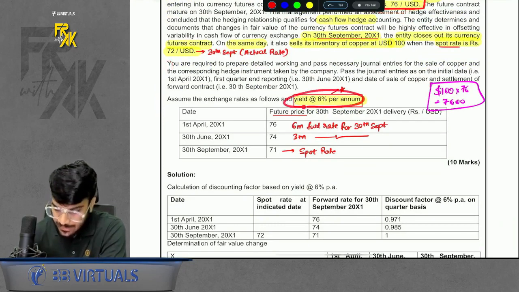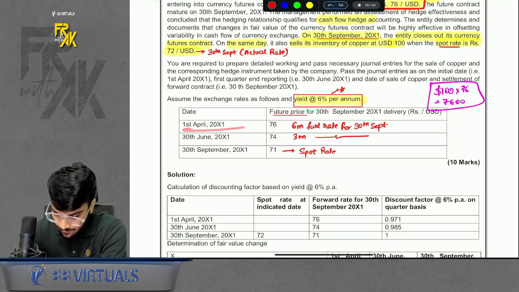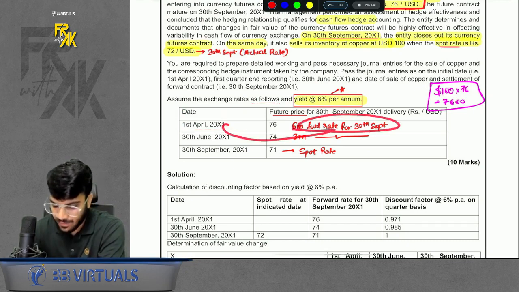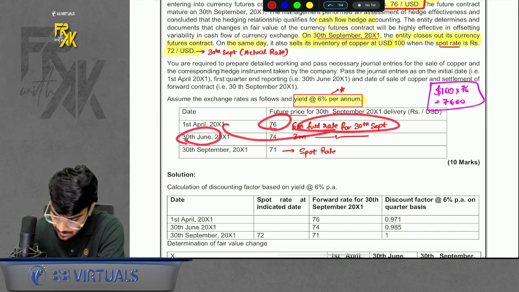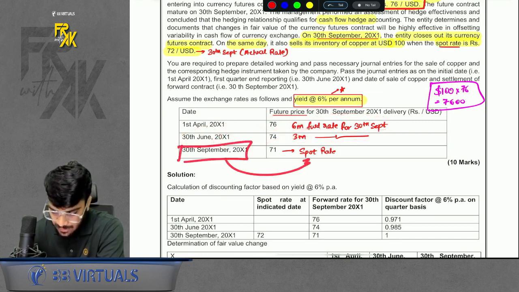Okay. Now, further information is given of some prices. First of all, a yield is given of 6%. What to do with this, I will tell you. Don't worry. Then, some rates are also given. On 1st April, the future price is given for 30th September. That means 1st April's 6-month forward rate is given as 76. Then 30th June's 3-month forward rate is given as 74. And 30th September spot rate is given as 71.